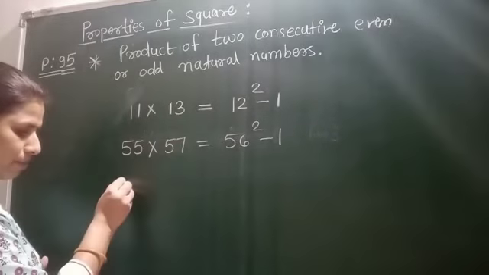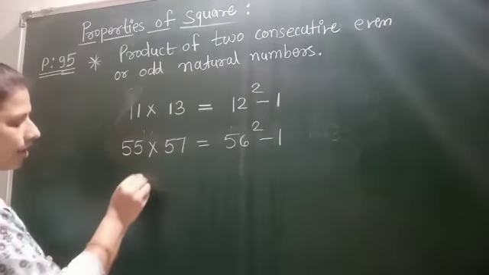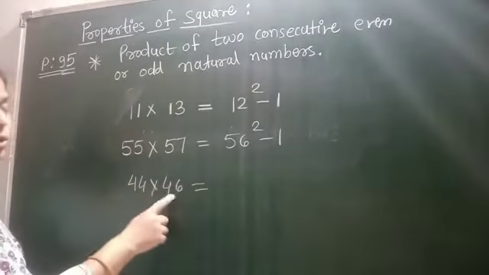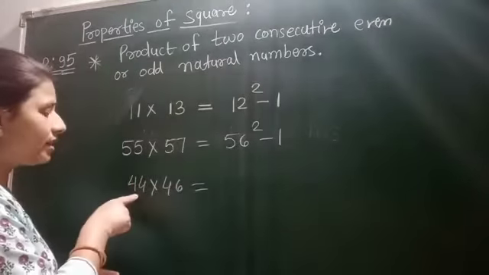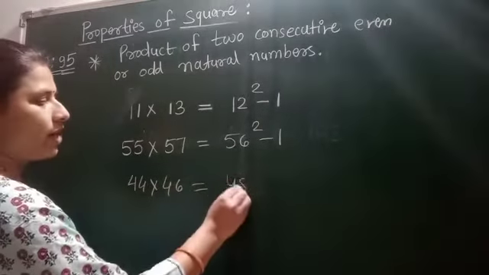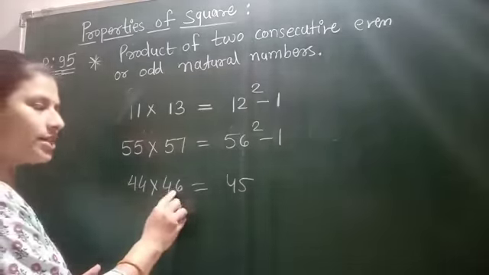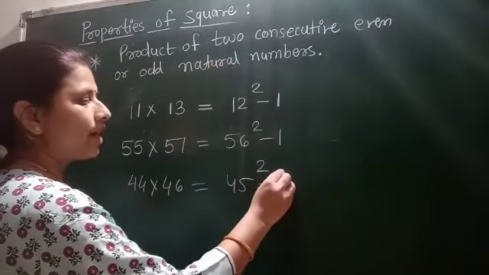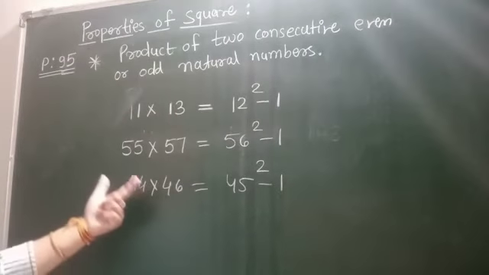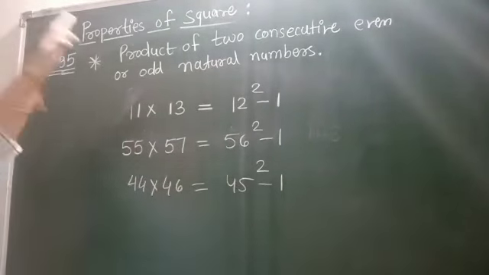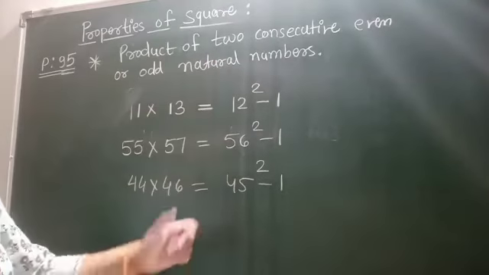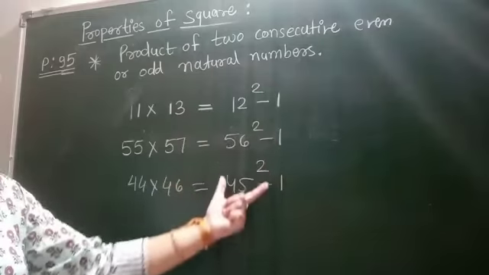Let's take even numbers. 44 into 46 equals, now here both numbers are even, so between 44 and 46 which odd number will come? Yes, 45. So 44 into 46 will equal 45 square minus 1. So we can easily find the product of two consecutive even or odd natural numbers by using this method.